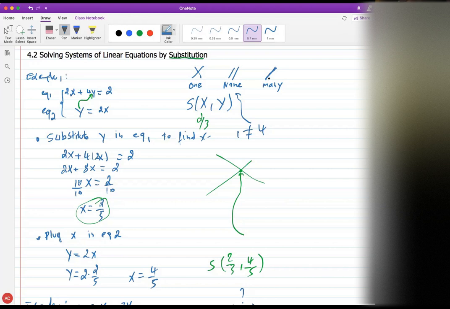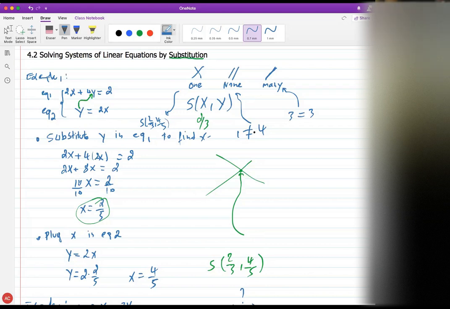Okay, and if instead of 1 equals 4, you get something that makes sense, for example, 3 equals 3, then that's the case where we have many solutions. This one, you have exactly one solution. For example, this one here: 2 over 3, 4 over 5. Okay, one solution, you get an intersection. There's one x, one y. If you get something that doesn't make sense, that means the lines will never meet, there is no intersection.